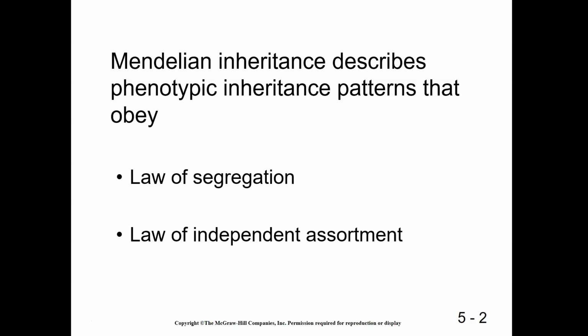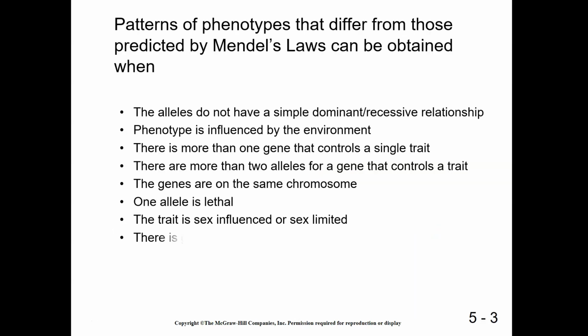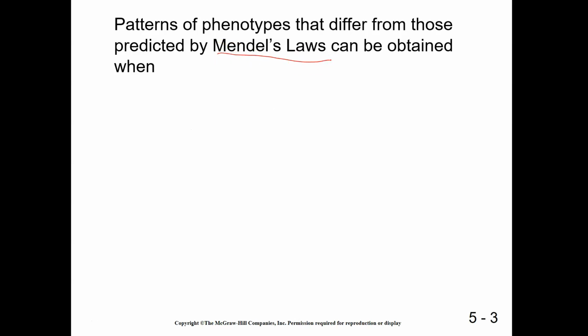So, Mendelian inheritance really deals with two inheritance patterns, the law of segregation and the law of independent assortment. Let's get my pen going here. Here's segregation, independent assortment. And we talked about that in Chapter 3. It's also linked to Chapter 2. So the patterns and phenotypes are going to be different than the ones that Mendel's laws predict. Remember independent assortment, back here on the last slide, right?